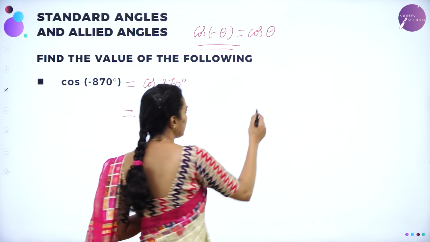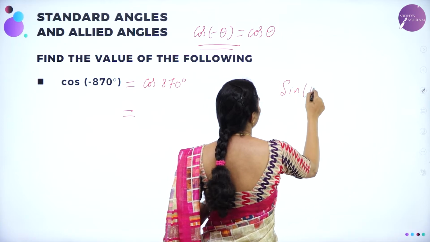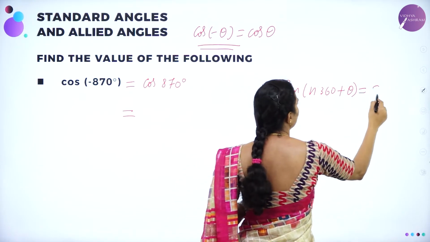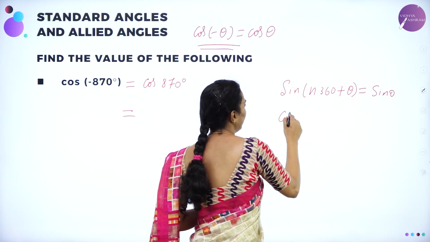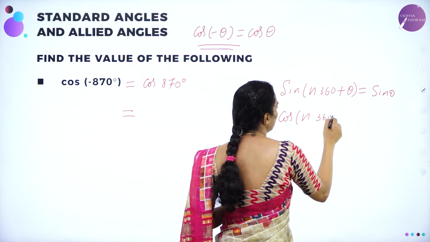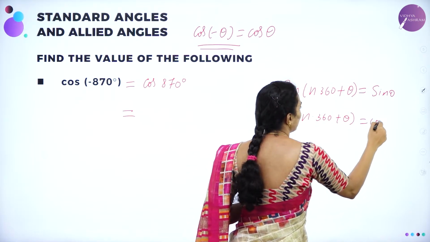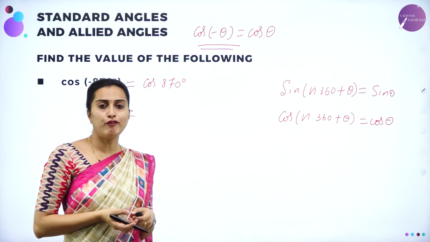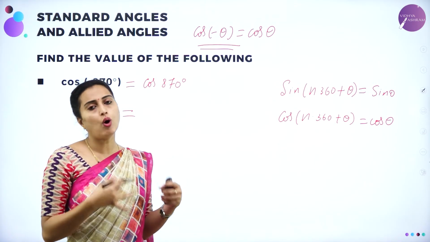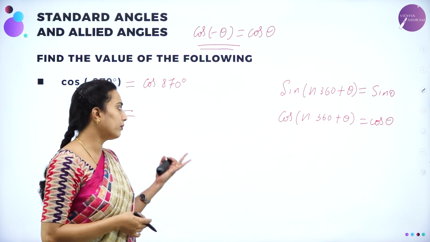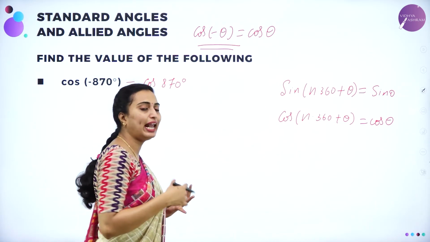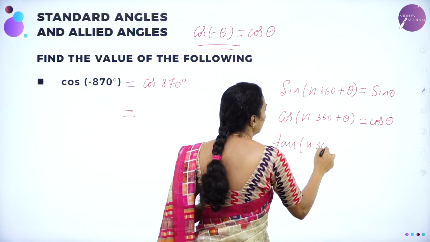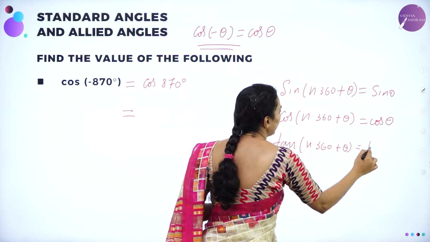Always remember, dear students, sine of n into 360 degree plus theta gives you sine theta only. Similarly, cos of n into 360 plus theta is equal to cos theta only, because 360 plus theta falls in the first quadrant. In the first quadrant, all are positive. So we can write it as n into 360, where n is any integer. Similarly, tan of n into 360 plus theta gives you tan theta.